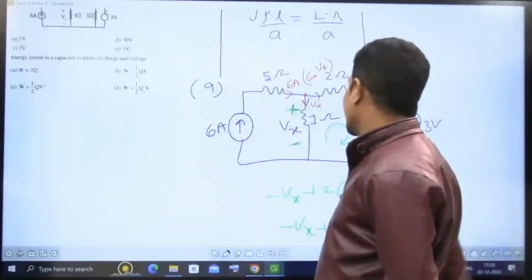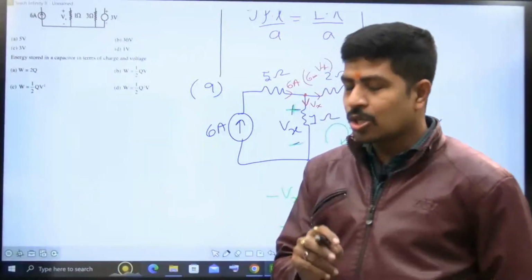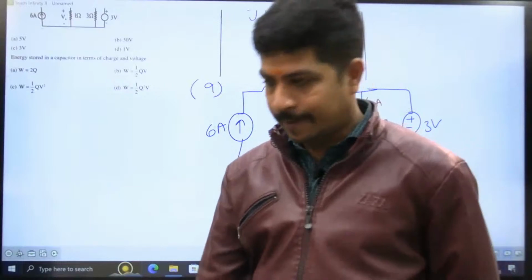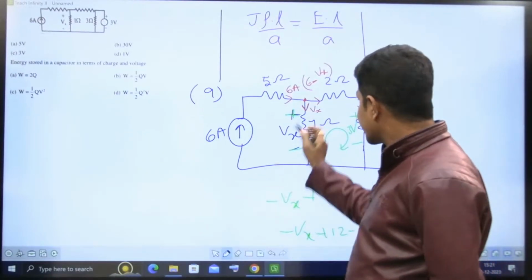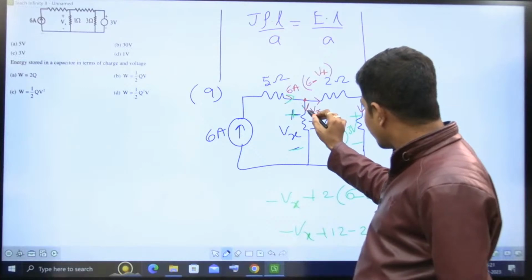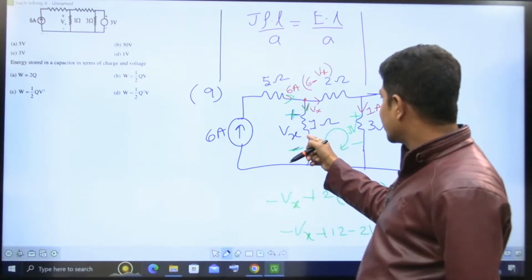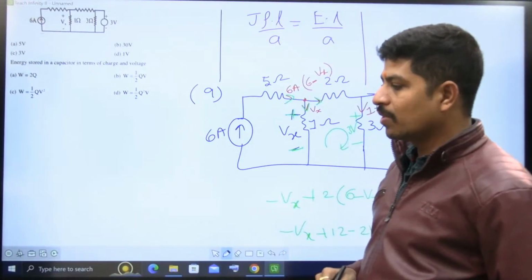See the method that I have taken. Always, for any network analysis question, you see the current distribution. This method is called the current distribution method. I repeat, 6 amperes is coming from here. In this one, Vx is going. Vx is the voltage given. Vx by 1 is the current in this. The remaining current, 6 minus Vx, will go here according to KCL.